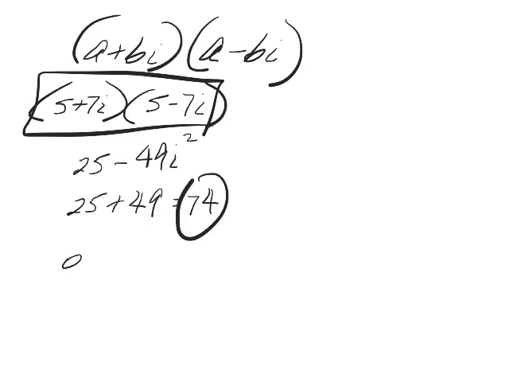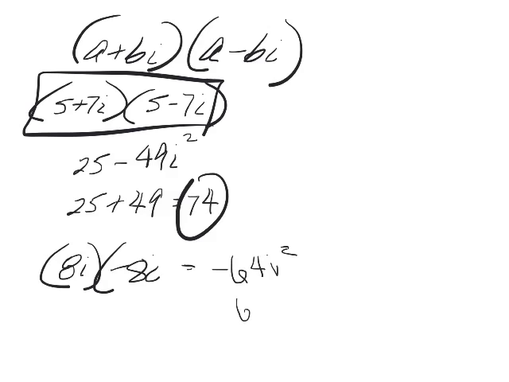Same thing with 8i. If you multiply 8i times negative 8i, you get a negative 64 i squared, and you know i squared is negative 1, so you get a positive 64. Negative 64 times negative 1 is positive 64.